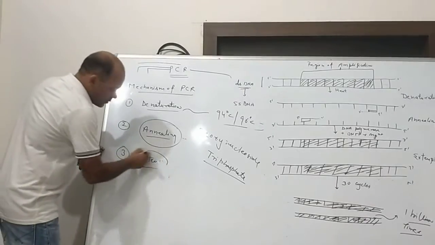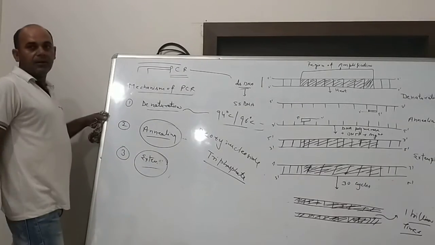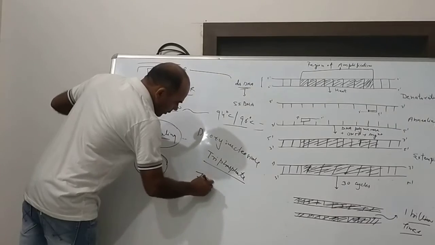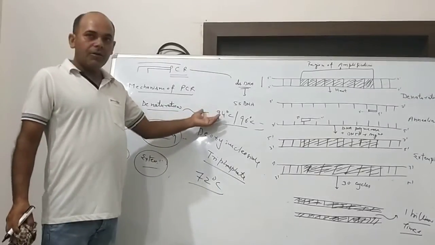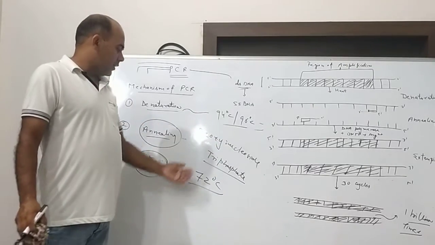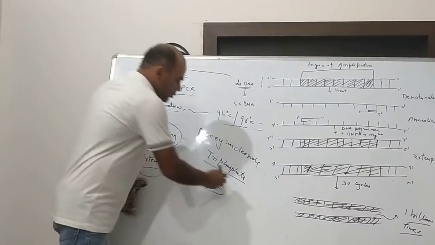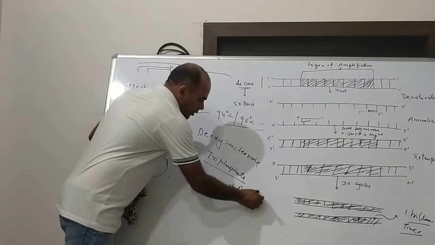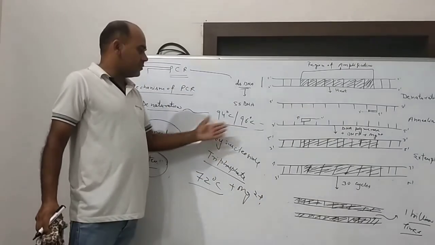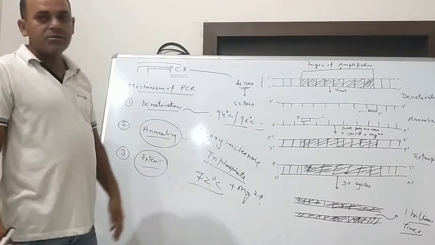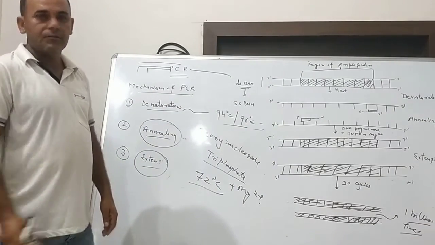In the last step, it requires approximately 72 degree temperature. The temperatures are 94, 40 to 60, and 72 degrees. It also uses some Mg2+ ion. It also uses dNTP. It also requires an enzyme. The name of the enzyme is Taq DNA polymerase.